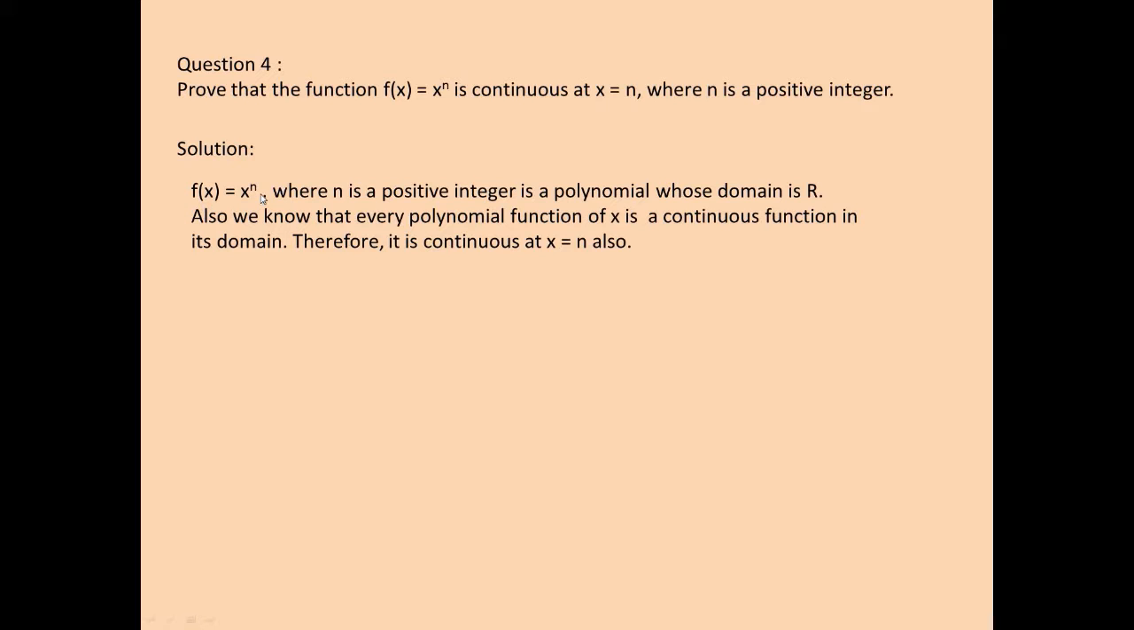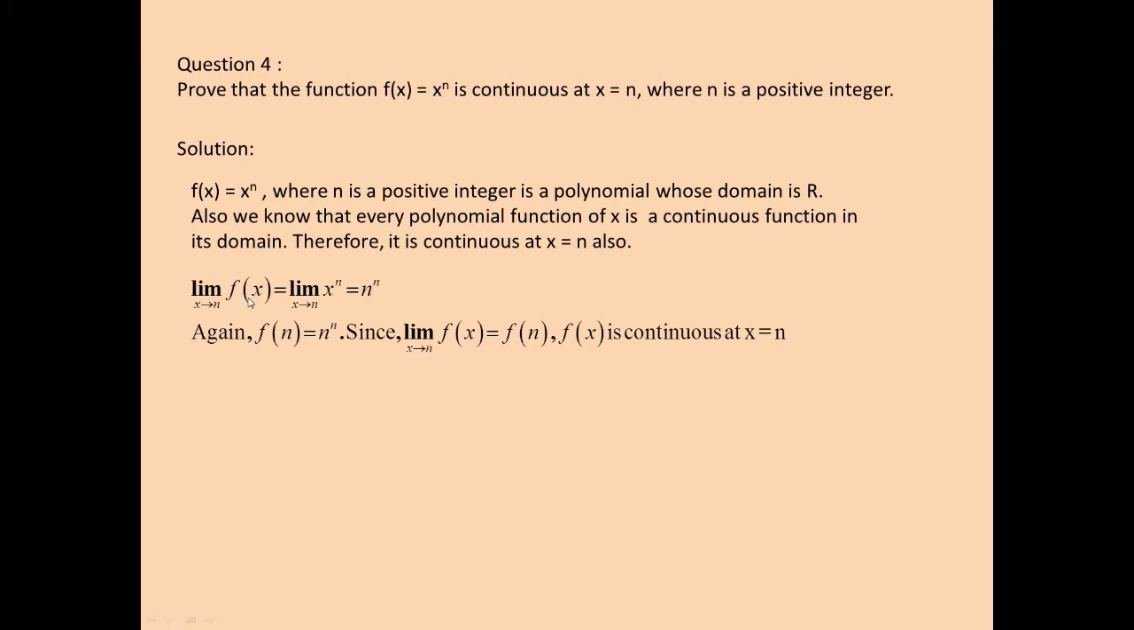f of x is equal to x power n is given, where n is a positive integer, which is a polynomial whose domain is R. Also we know that every polynomial function of x is a continuous function in its domain. Therefore it is continuous at x equals n also. We'll see the elaborate answer.